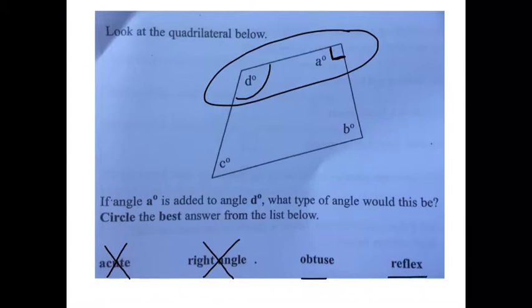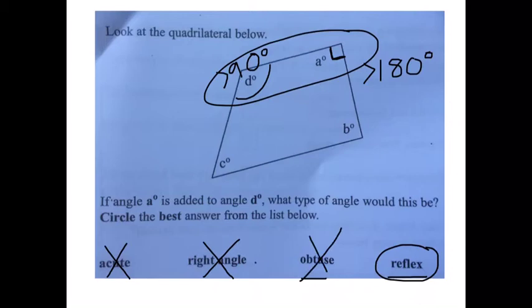Well, looking at angle D, I can tell that it's greater than 90 degrees. So whatever number I add to that angle A, I'm going to get a number greater than 180 degrees. So it has to be a reflex angle because an obtuse angle can't go above 180 degrees.